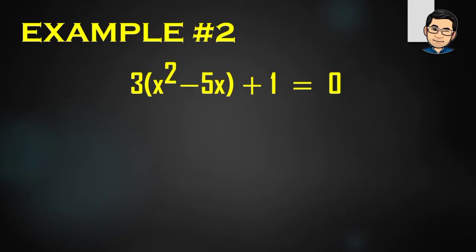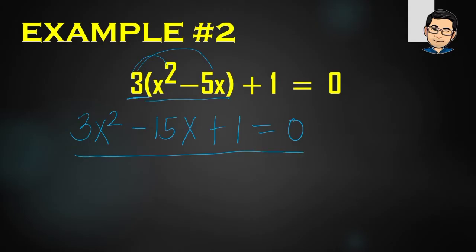Okay, so kung mapapansin nyo, meron tayo ditong naka-parenthesis. So, hindi po siya nakasulat sa standard form kapag may nakikita pa tayong parenthesis. So, ang gagawin natin dito is, i-distribute natin yung 3 dun sa mga terms sa loob ng parenthesis. So, ang mangyayari, that will become 3 times x squared, 3x squared, 3 times negative 5x, that is negative 15x, plus 1 equals 0. So, saka pa lang natin masasabi na nakasulat na yung equation sa standard form. That is, 3x squared minus 15x plus 1 equals 0.